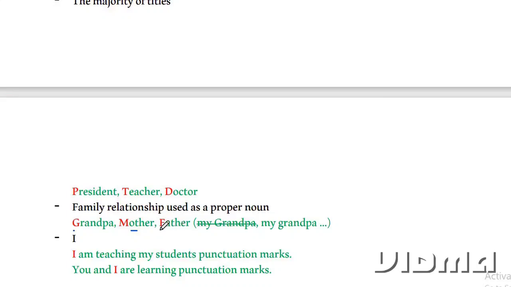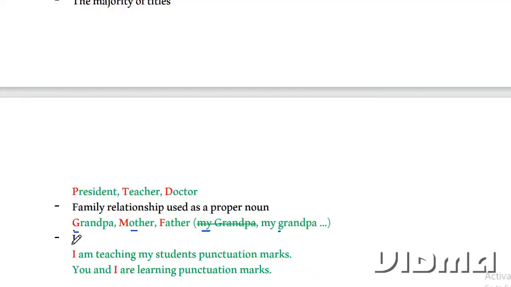But if you use this family relationship with words like my, your, then no capital. Not capital, but what is the opposite of capital? I forgot. Small letter, yeah, like my grandpa. So this g is small, but if you write only Grandpa, then capital G, Mother, capital M, Father, capital F.